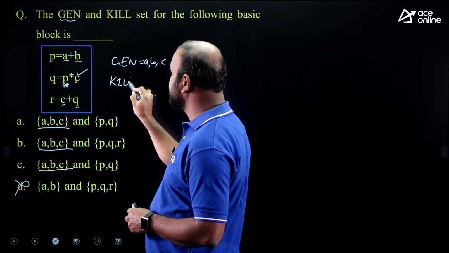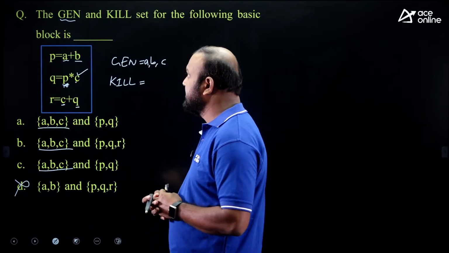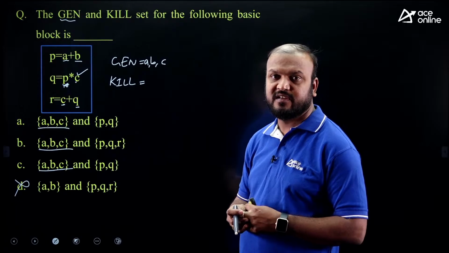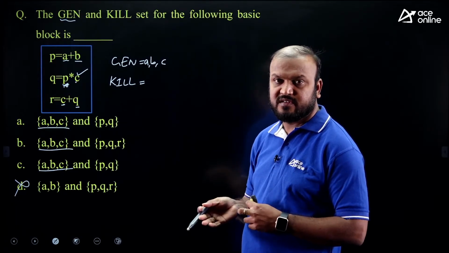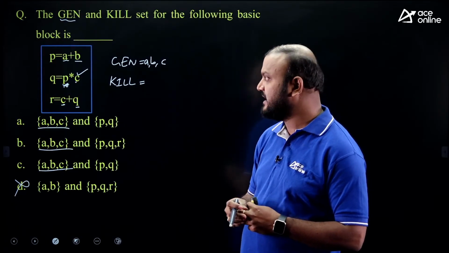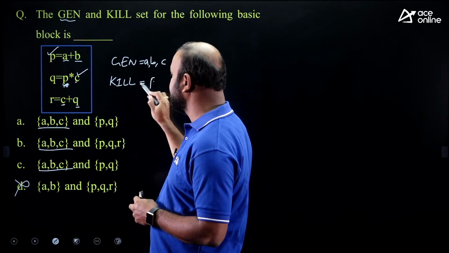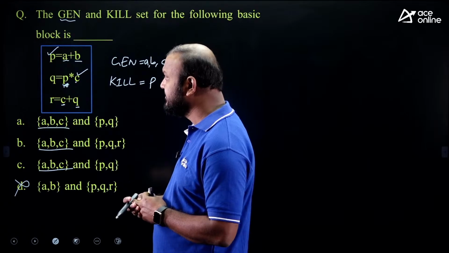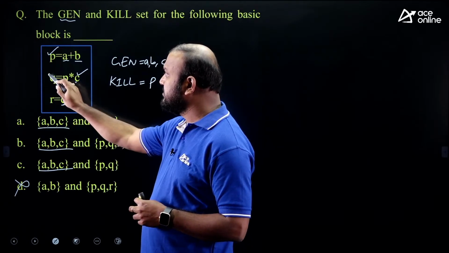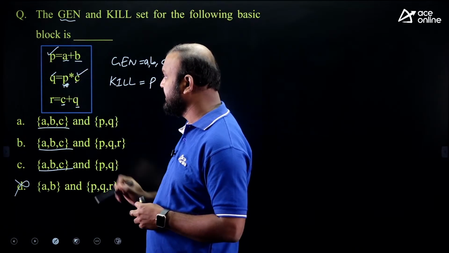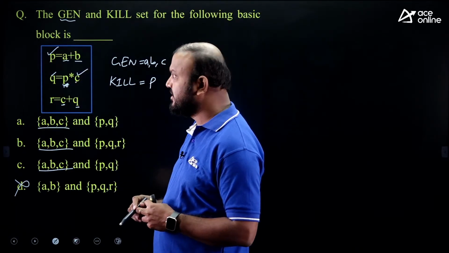What are the kill variables? There is a set of variables that are defined, their values defined before their use. Before use, they have defined their values. Now the value of P is defined. P is a kill variable, and Q is not used, right? Before it is used, it is redefined.